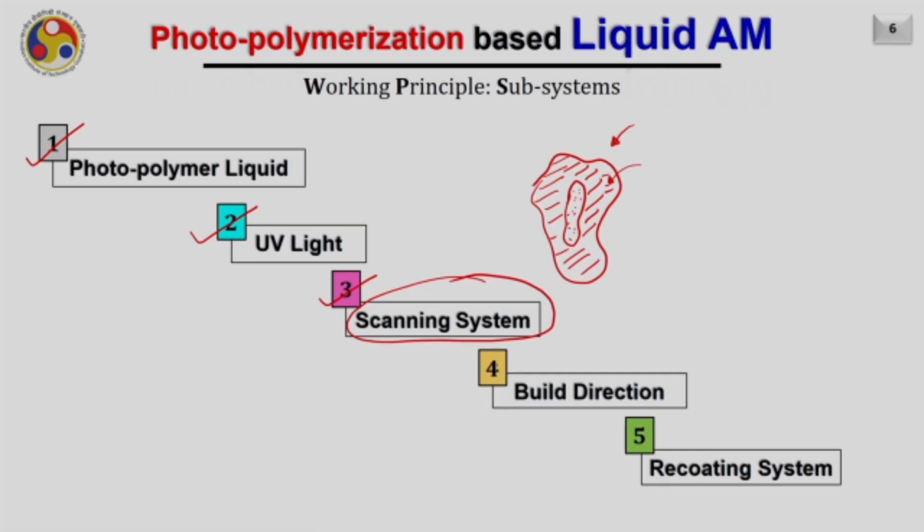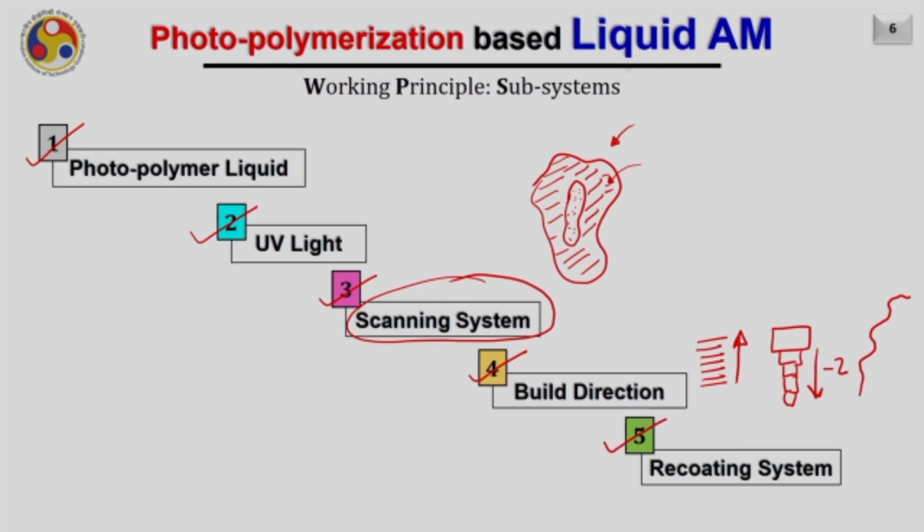The next important subsystem of the equipment is the build direction, like in which direction we are building the component. Either we are building it in this manner, like in plus Z direction, or we are building it in upside down manner, like this. Hence, the growth is downward in minus Z direction, or we are building it in any random direction, then it will be variable direction.